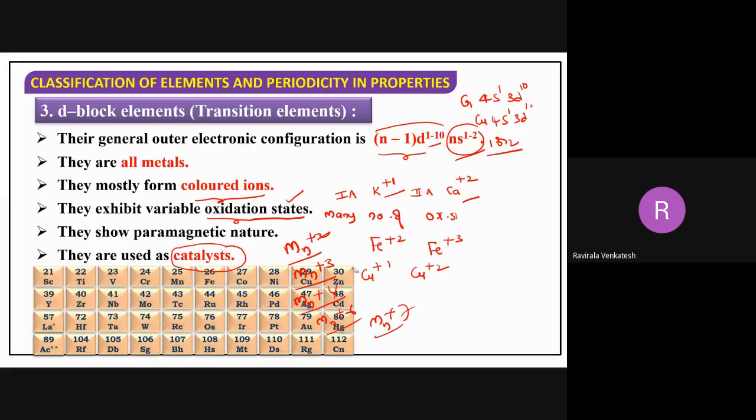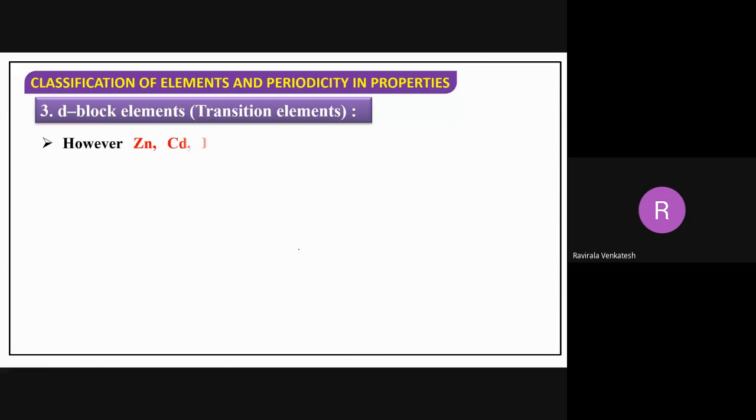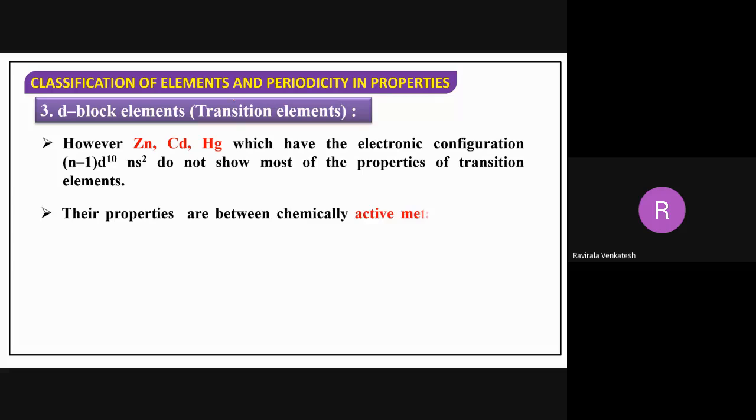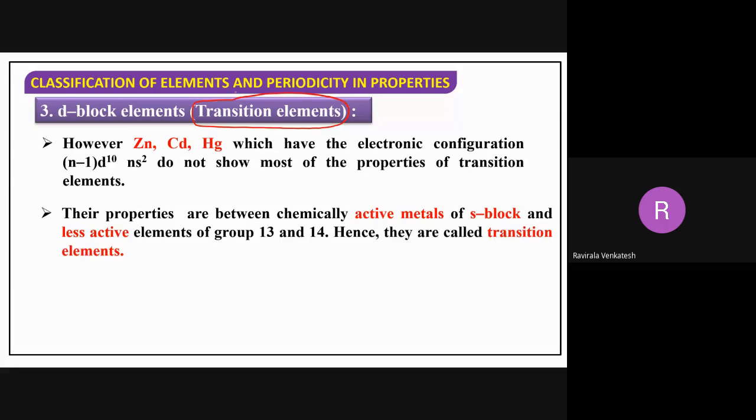Now let me take transition elements. What is the meaning of transition elements? Let me make a statement here. All d-block elements are not called transition elements.